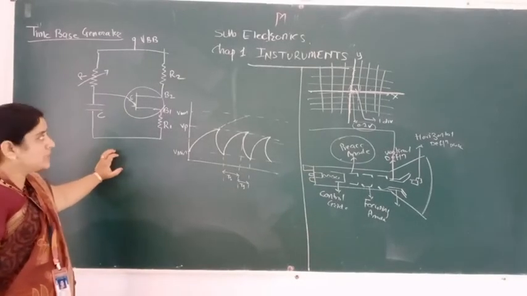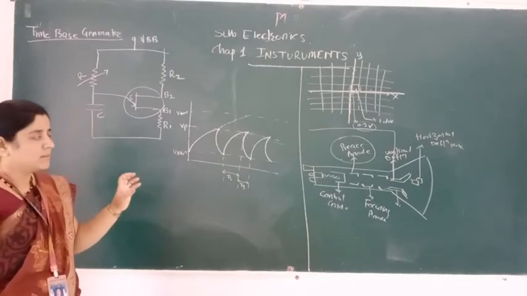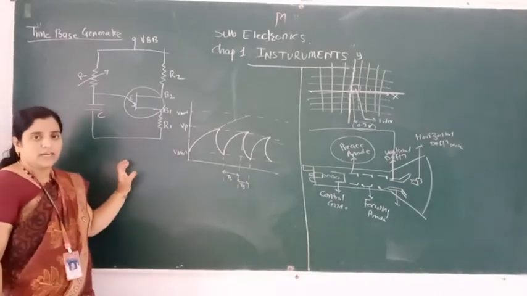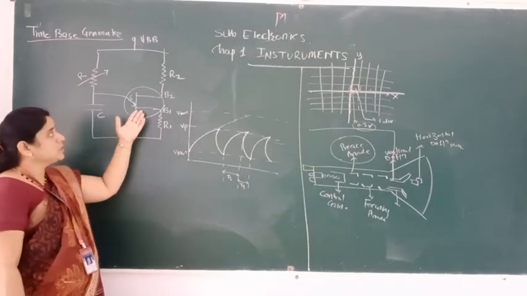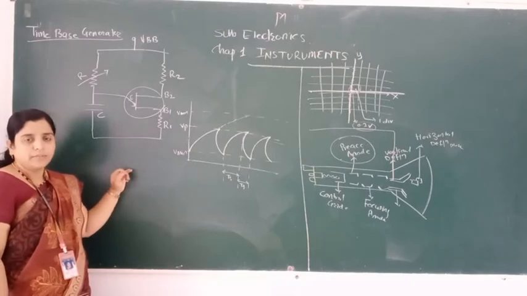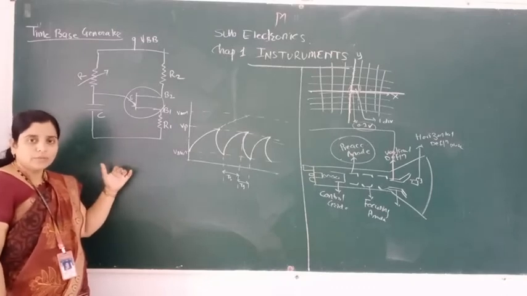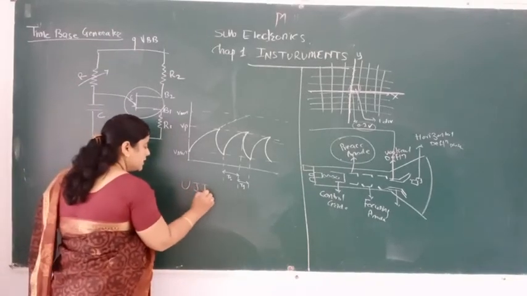What happened in the time-base generator? This capacitor charges or discharges. Capacitor charging or discharging depends on the UJT being on and off. How will the UJT be on? What is a UJT?